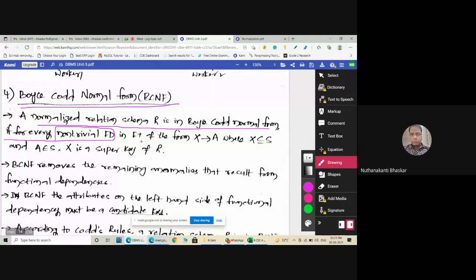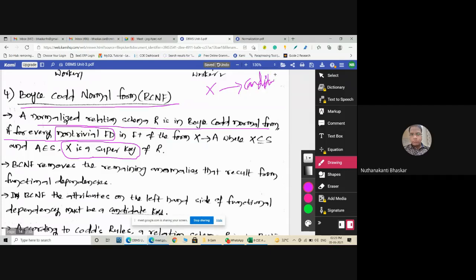Here that is the F plus, the closure set, of the form X determines A, where X is a subset of R and A belongs to R, and X is a super key of R. Now X is a super key. Now in third normal form, what is X? What is the X in the third normal form? X is a candidate key.